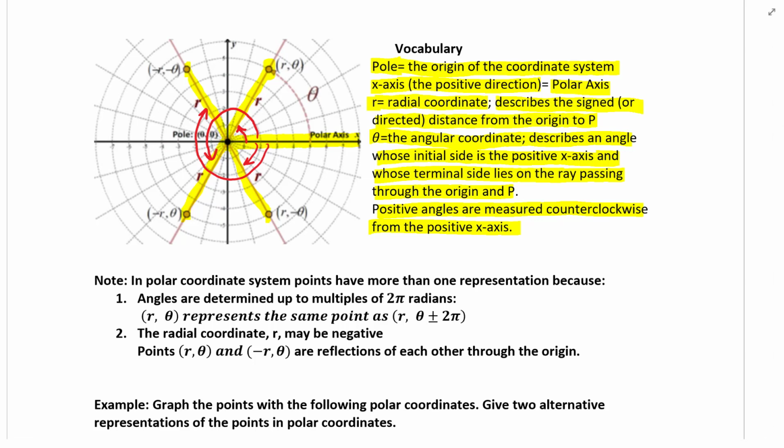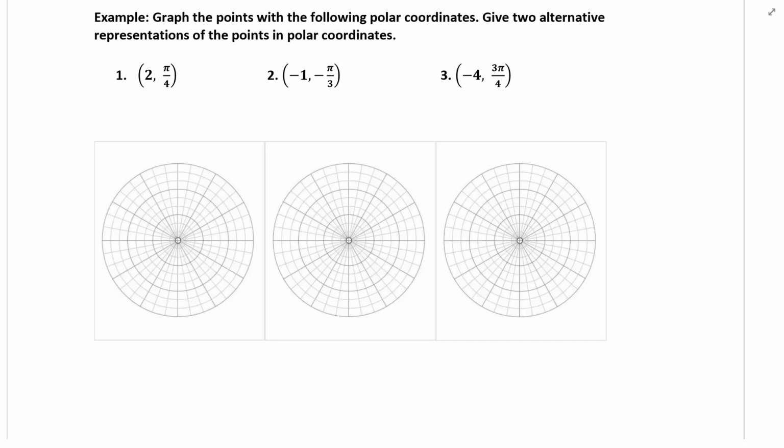So let's note that in the polar coordinate system, points have more than one representation because angles are determined up to multiples of 2 pi radians. So r, theta, a point like this, can be represented as well as r and theta plus or minus 2 pi. While the radial coordinate r may be negative, so the points r, theta and negative r, theta are reflections of each other through the origin.